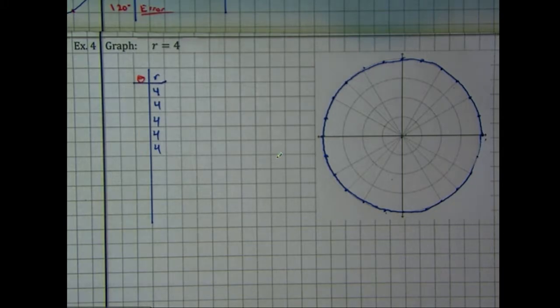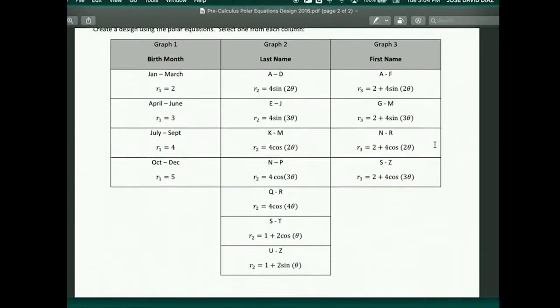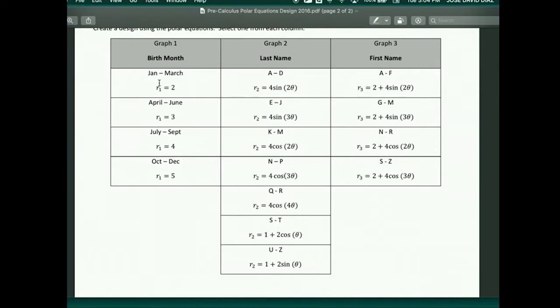For your homework, you are going to print this out. Notice that I already did the work for you for graph number 2 and graph number 3. What you want to do is circle your birth month. So if you were born between January and March, circle R equals 2 as your first graph. Otherwise, R equals 3, R equals 4, R equals 5. And then you're going to circle the appropriate graph for your last name. And for your first name, the same.